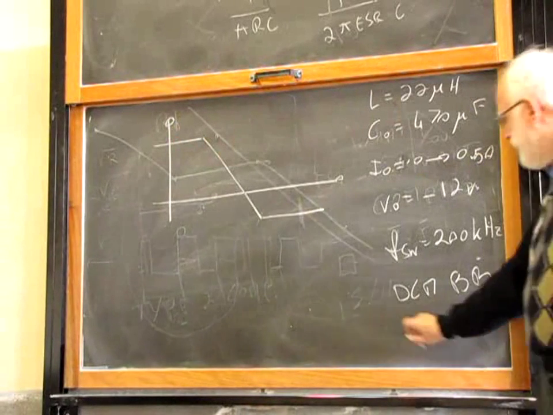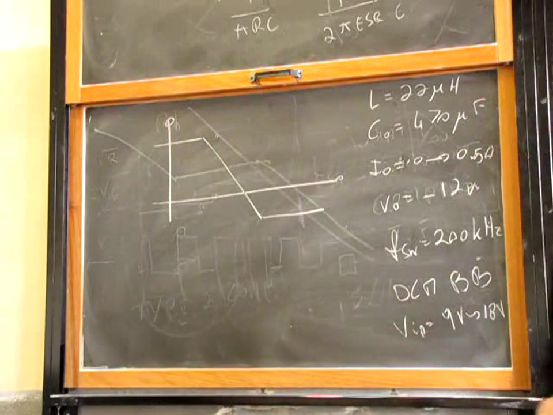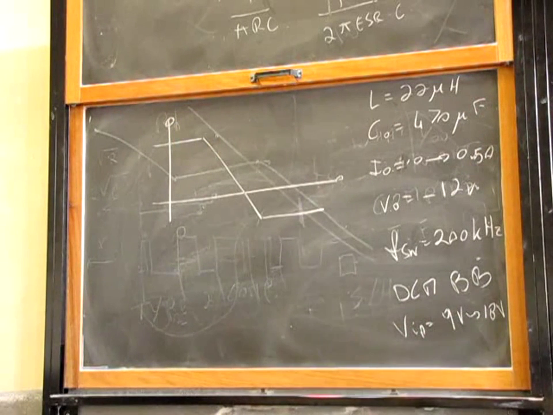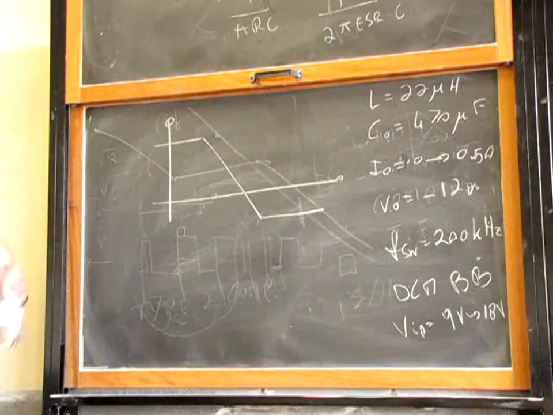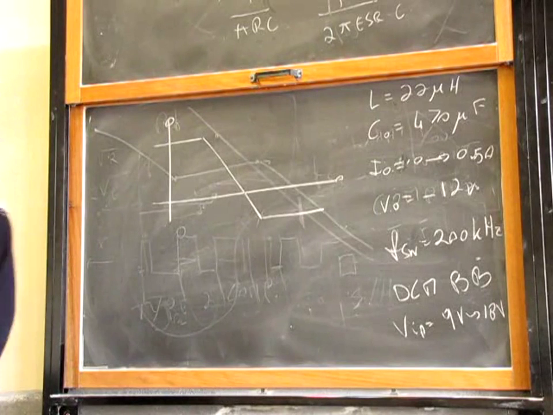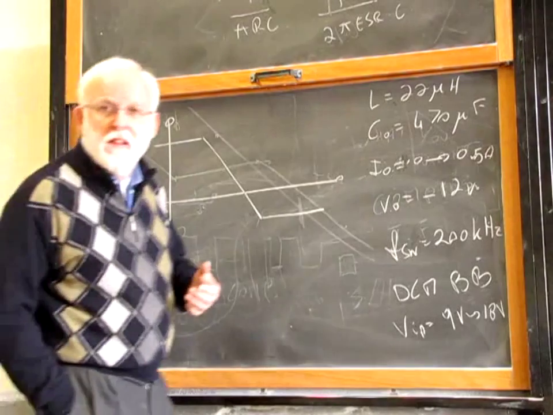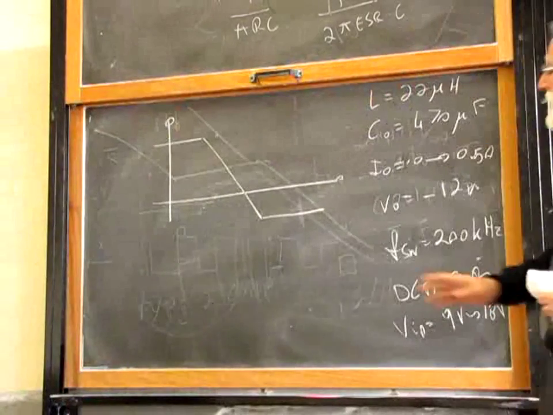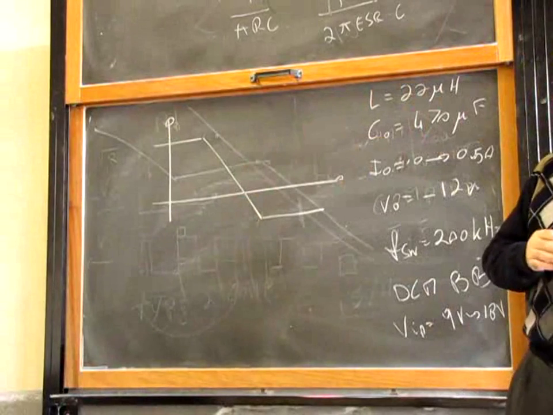I forgot to tell you that the input voltage goes from 9 volts up to 18 volts. So, let's start to put numbers on this transfer function. What's the worst case from the stability point of view? What's the worst case that gives me the highest gain in this region? That means that makes my crossover frequency its maximum value.